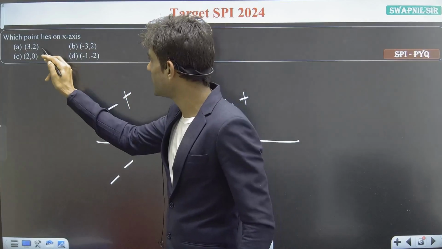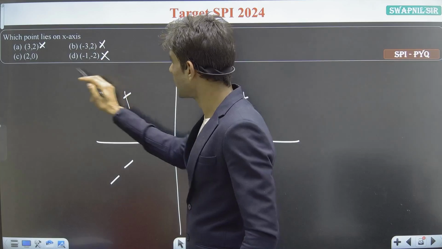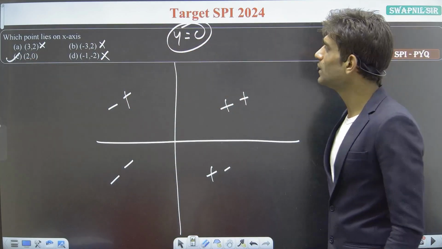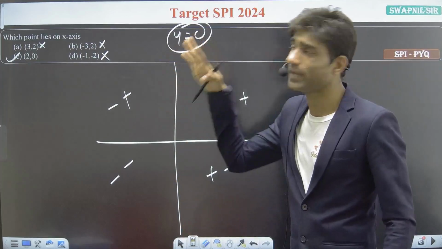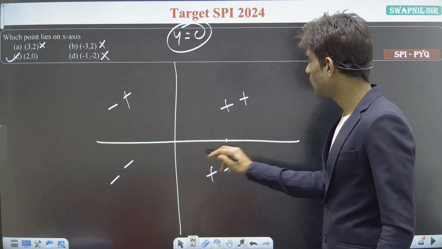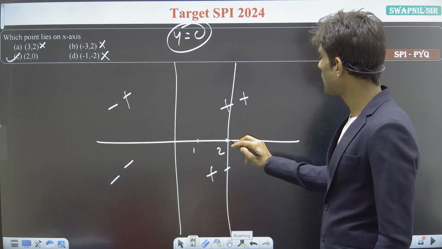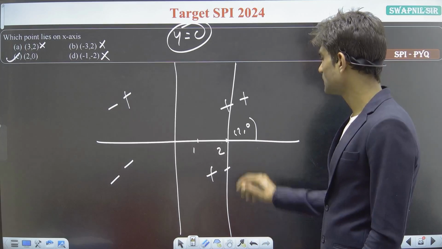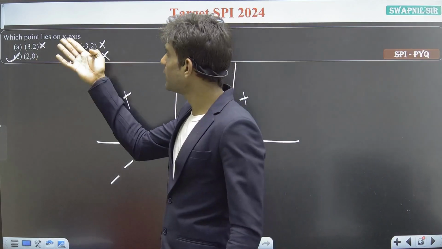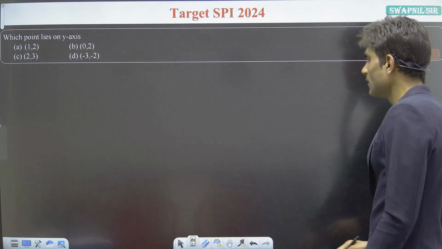Now observe that here we need y equal to 0. In our options, this one is not given, this one is not given. So in option C, (2, 0), y is equal to 0. Now let's verify with the plotting figure. For (2, 0), x is 1 here, 2 here. So this point represents (2, 0). We have y equal to 0, so the point which lies on the x-axis is (2, 0). Let's move to the next example.